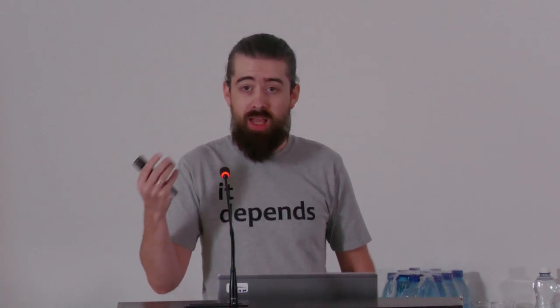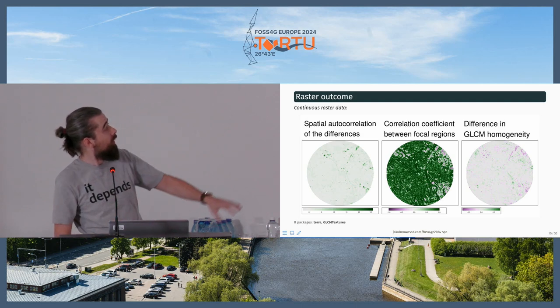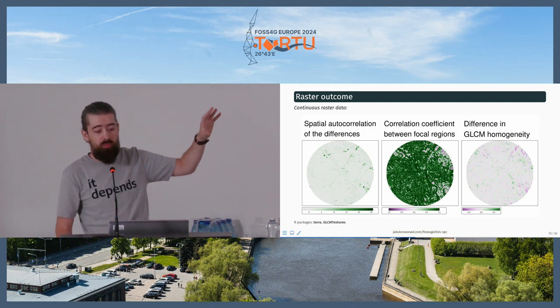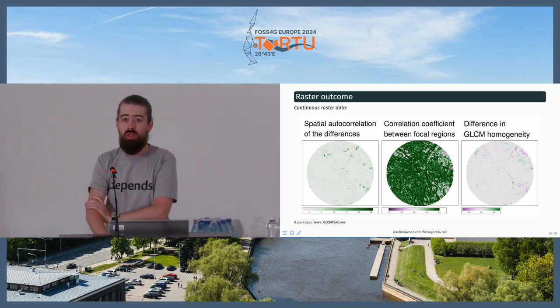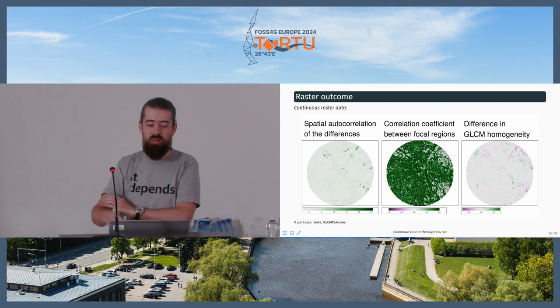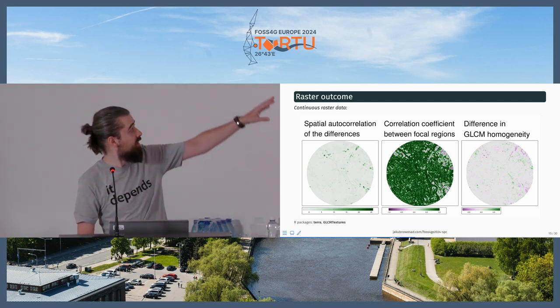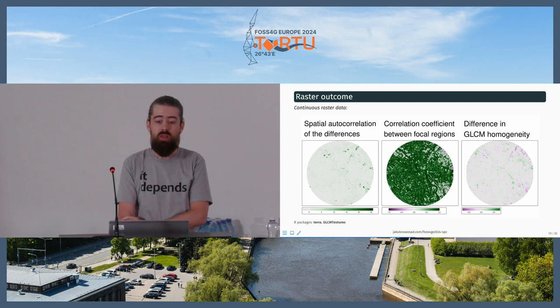Then, if we think about adding the spatial context, but we still want to have the raster outcome, we can use other methods. So here I'm showing you three methods. You've already seen the first one, so basically we just calculate the differences and then we calculate the spatial correlation of those, like Moran's I and similar.